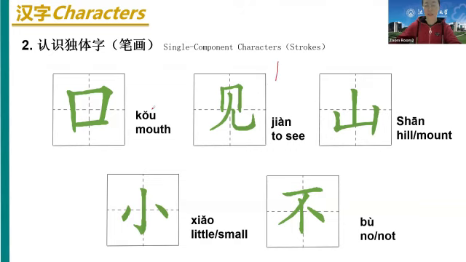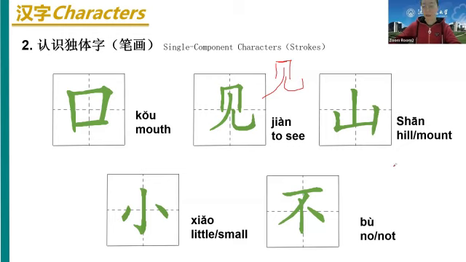Please take out your exercise books and pens and write after me again. Wait a moment. Okay, please write after me. Horizontal, vertical, horizontal turning vertical, left falling, and for the last stroke, pay attention: this stroke has overpassed this stroke, right?